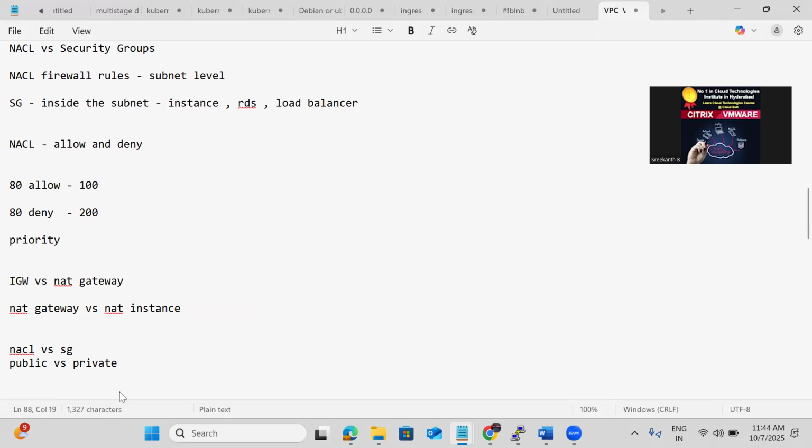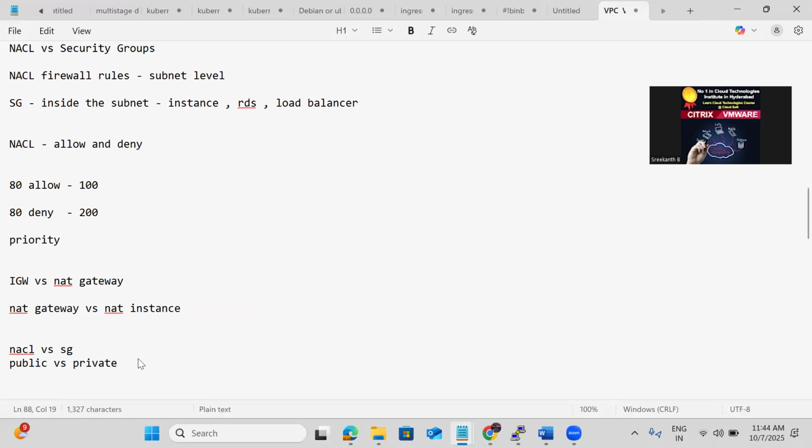So now, what is the difference between NACL versus security group? NACL is a subnet level firewall rule, whereas security groups work inside the subnet. Inside the subnet, what are the resources we have? At the instance level, RDS or load balancers. All these resources also require firewall rules. What are the other differences we have?